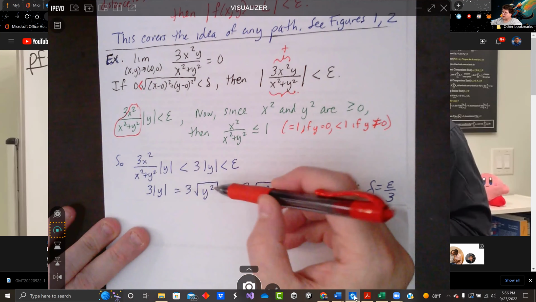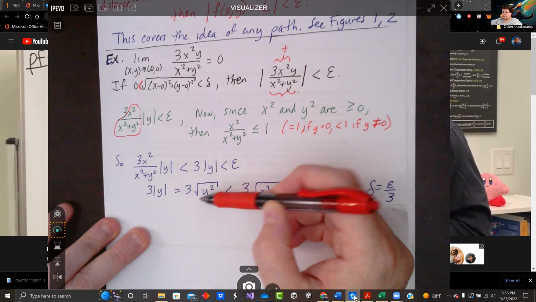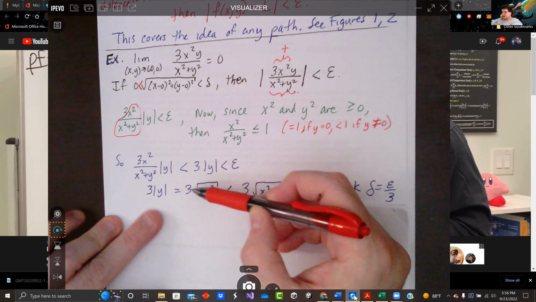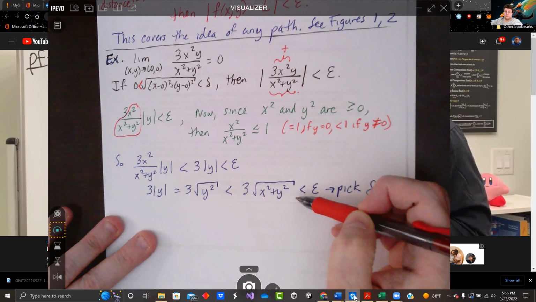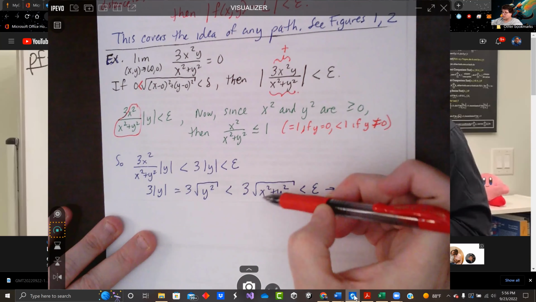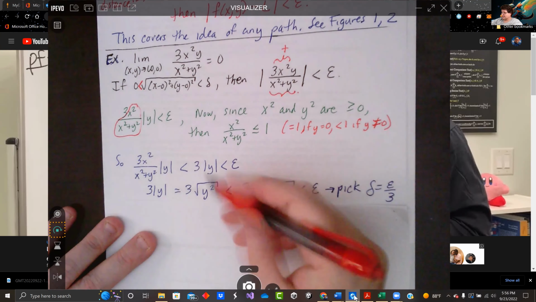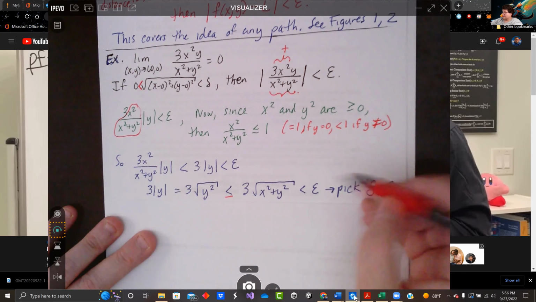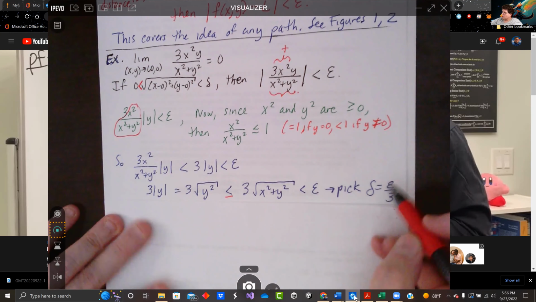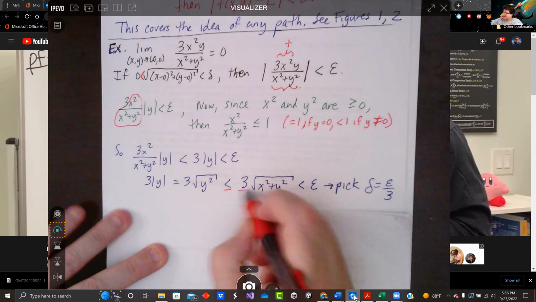We don't want the absolute value of y, so we turn it into the distance formula. We've got 3 square root of y squared. That's the absolute value of y, technically. We know that's less than the square root of x squared plus y squared, because x squared is at least 0 or larger. So we should put less than or equal to, and that's less than epsilon. So we're going to just pick delta to be epsilon over 3, which happens when we divide this by 3.